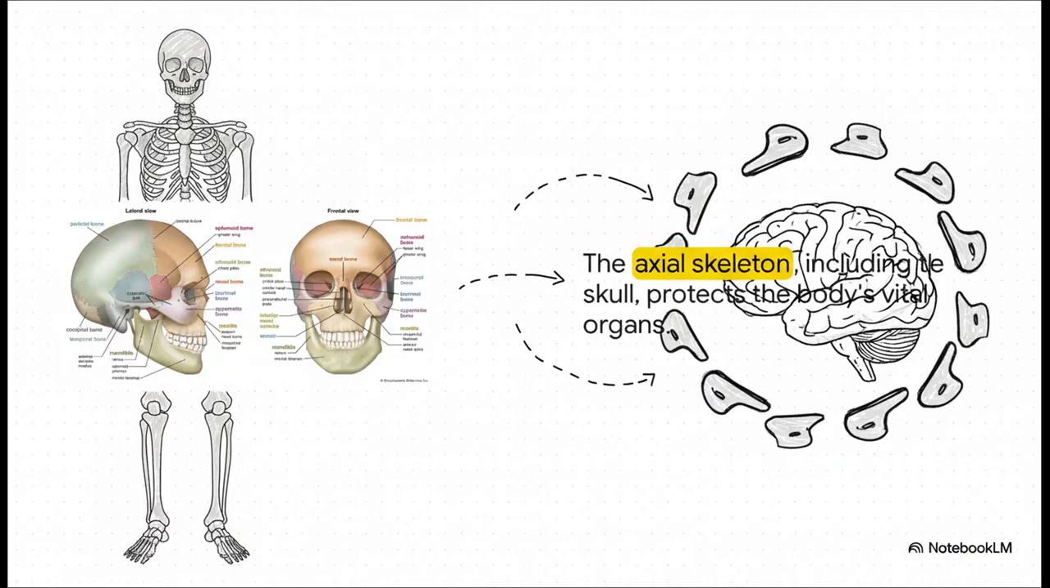Let's start with the framework itself, the skeletal system. And more specifically, the axial skeleton. That's your body's central pillar. The skull is just a perfect example of what the skeleton does best, protection. It's this incredible natural helmet designed to protect the most important, most delicate organ we have, our brain. And of course, this whole structure is what everything else is built on.